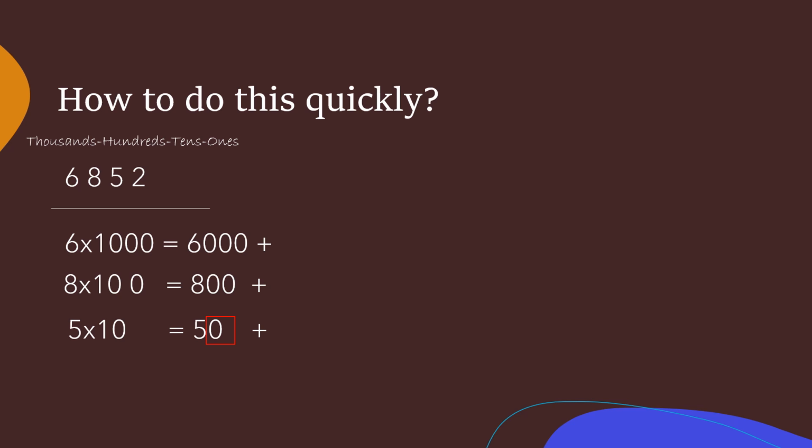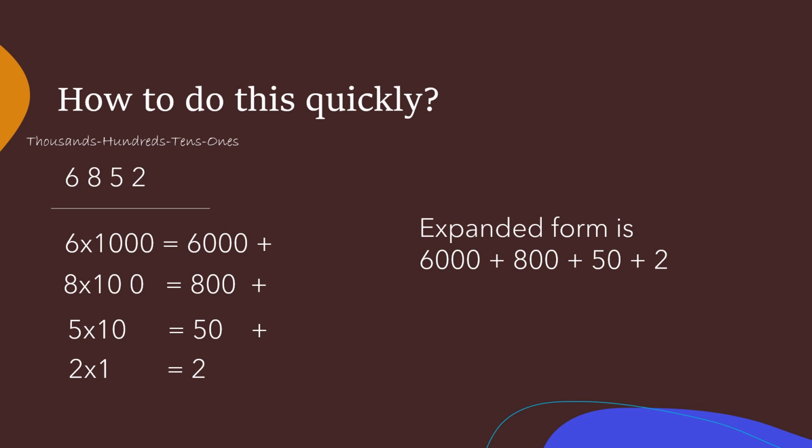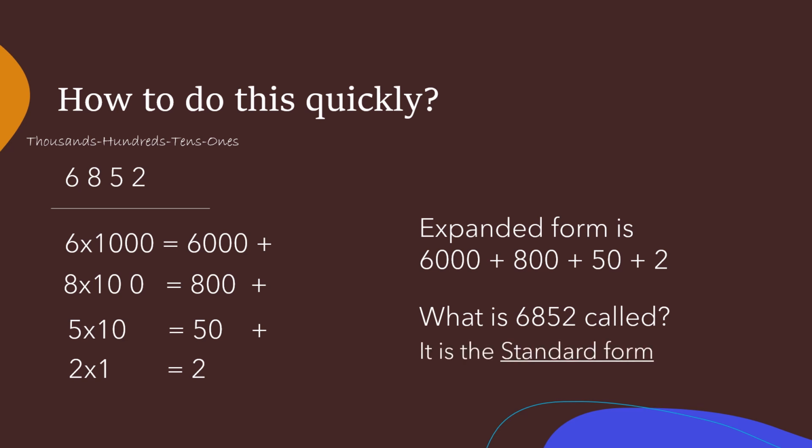We put a plus sign and then we have the last digit, which is 2, and multiply it with its place value, which is 1, which gives us 2. The expanded form is 6,000 plus 800 plus 50 plus 2. So what is 6,852 called? The total number? That is called the standard form.